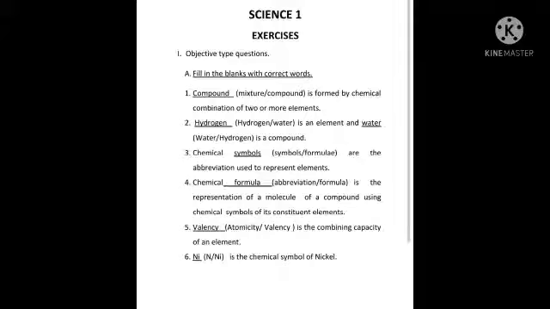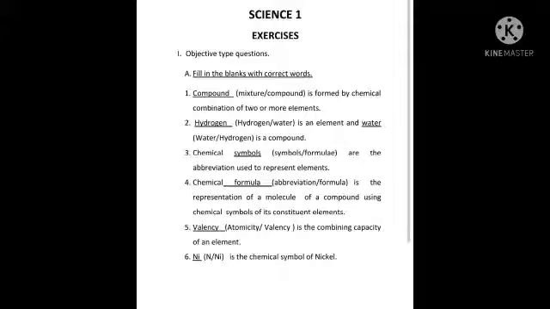Then third one, chemical dash are the abbreviations used to represent elements, symbols or formulae. What's the answer? Symbols, is it? Chemical dash is the representation of a molecule of a compound using chemical symbols of its constituent elements. Abbreviation or formula. Dash is the combining capacity of an element. Combining capacity means valency. Don't forget.